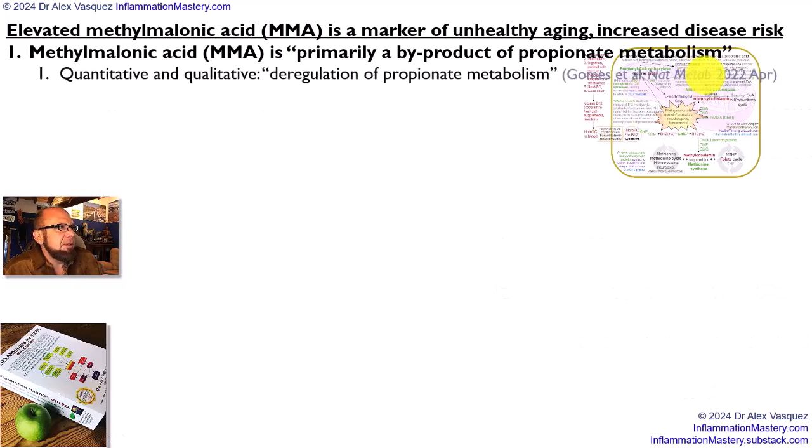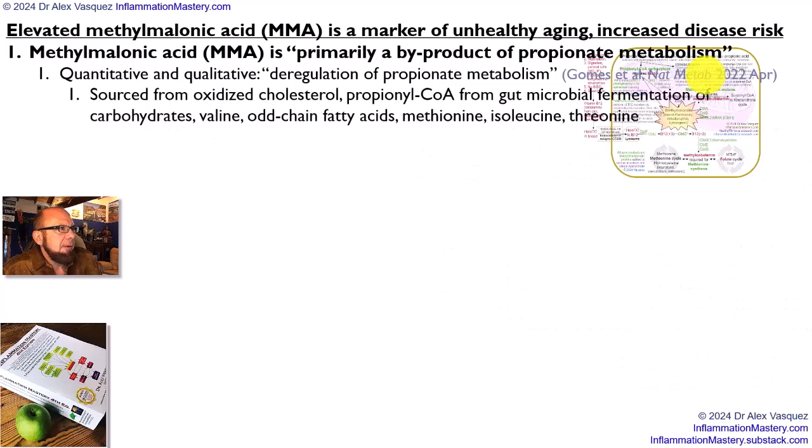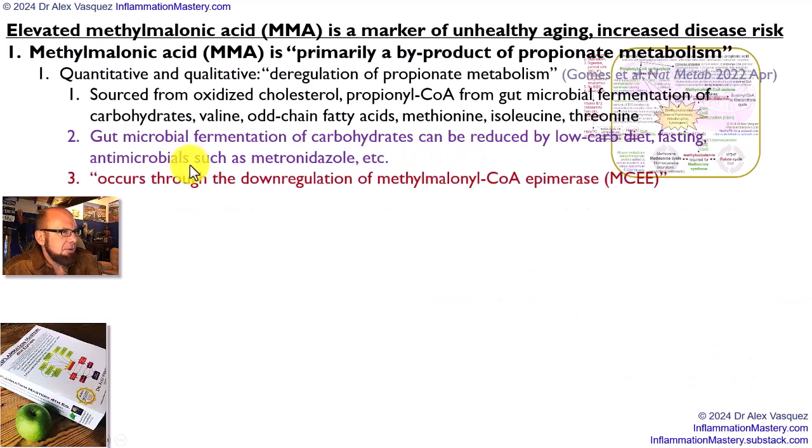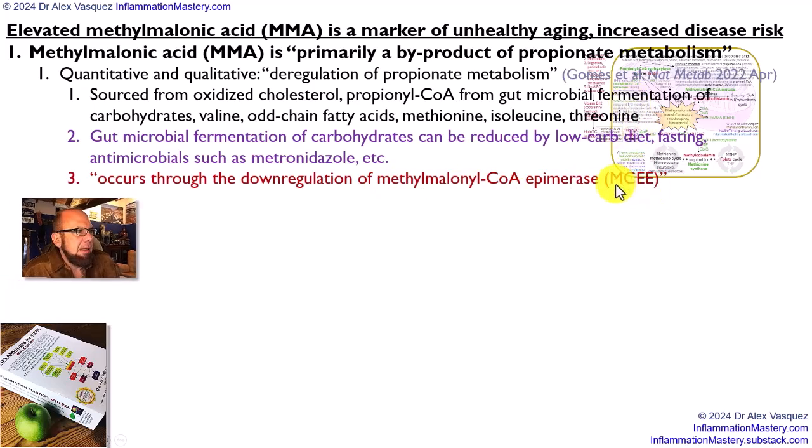Deregulation of propionate metabolism can be quantitative and qualitative. Propionyl-CoA and propionic acid are sourced from oxidized cholesterol, gut microbial fermentation of carbohydrates, valine, odd-chain fatty acids, methionine, isoleucine, and threonine. Gut microbial fermentation of carbohydrates can be reduced by a low-carbohydrate diet, fasting, antimicrobials such as metronidazole, and other measures. Deregulation of propionate metabolism also occurs through the downregulation of methylmalonyl-CoA epimerase, which is the enzyme that I mentioned previously in the diagram that I had abbreviated as MCEE.